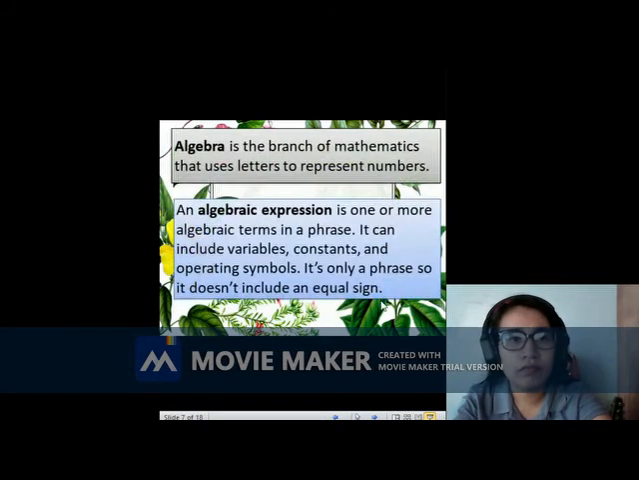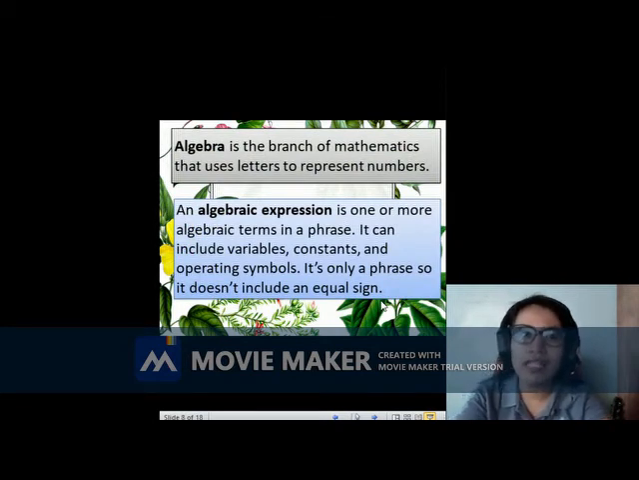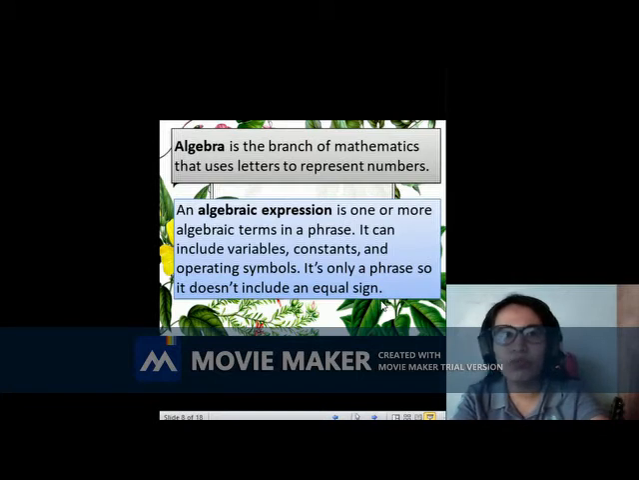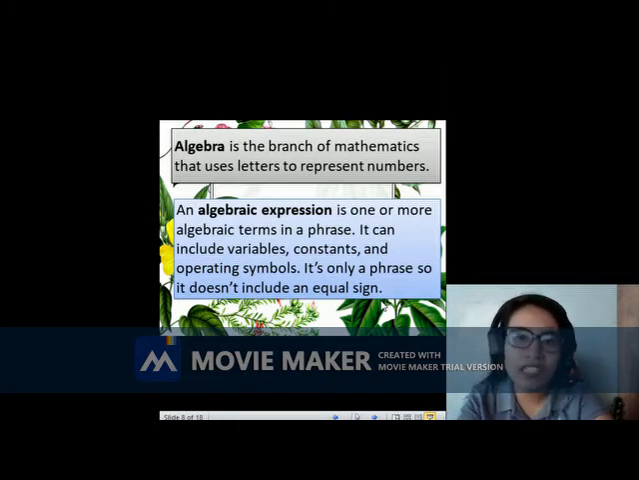Next. Okay, here are some definitions for you to be familiar with. Algebra is the branch of mathematics that uses letters to represent numbers. So, ito na yung sinabi ko kanina. Okay? That any letters can correspond to any numbers.